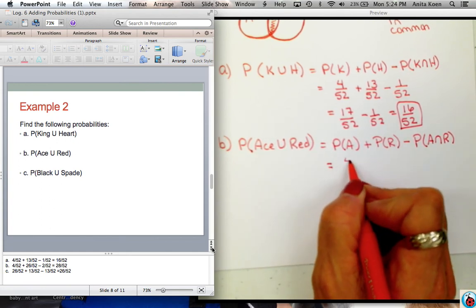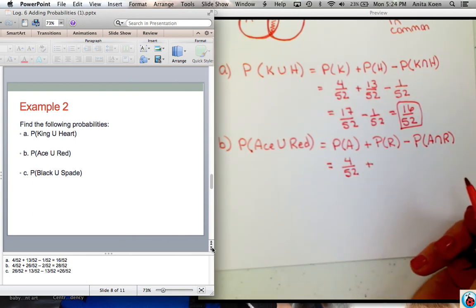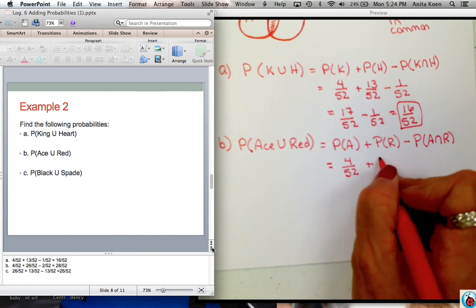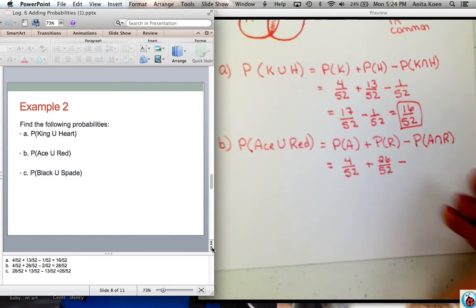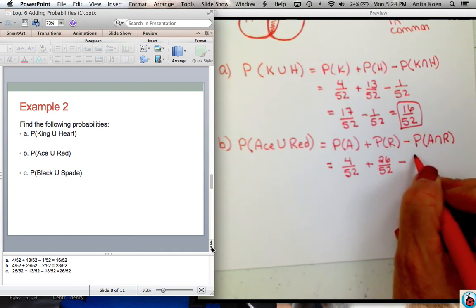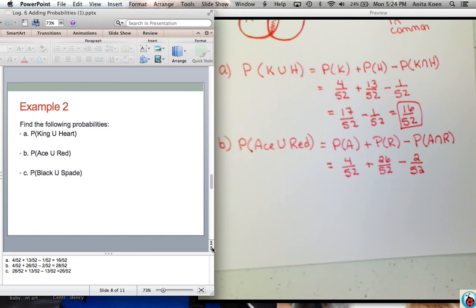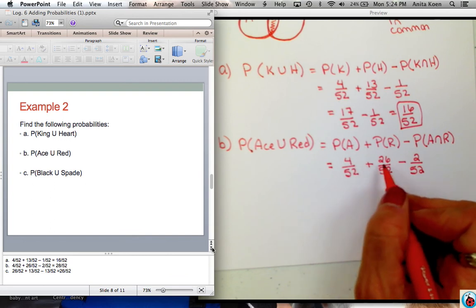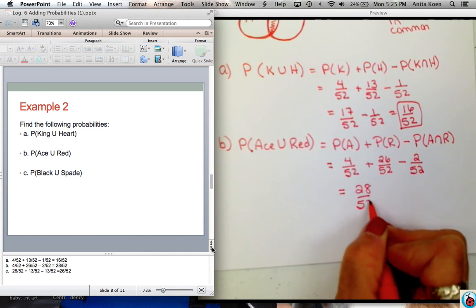So the probability that we would get an ace is 4 out of 52, and the probability that we would get a red is 26 out of 52, minus the probability that we're going to get an ace and a red. Well, how many red aces are there? There are 2 red aces. So 2 out of 52. Okay? So we're going to now say 4 plus 26 is 30, minus 2 is 28 out of 52.